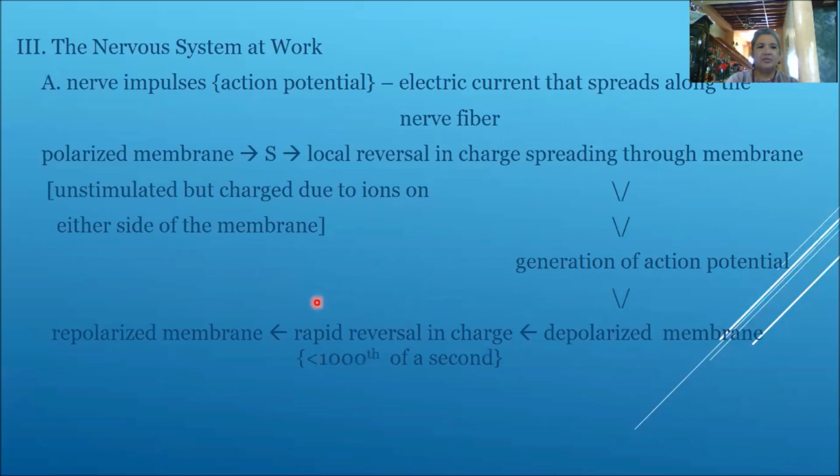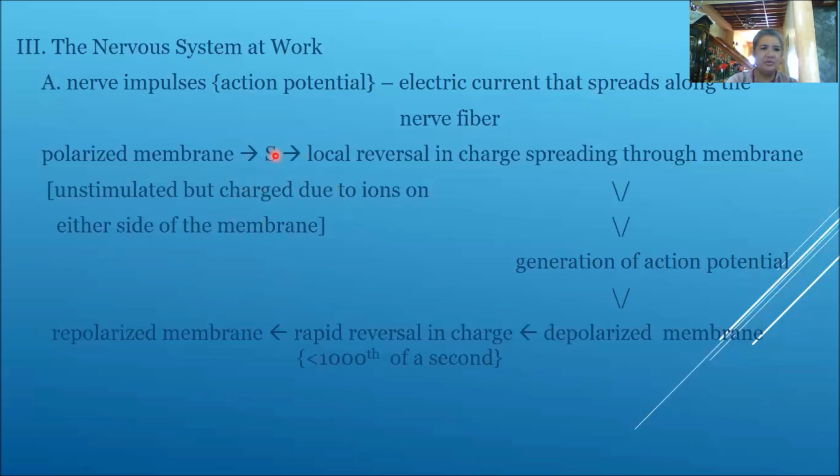So the nervous system at work. Your signal, or how your nervous system will work, would be coming from nerve impulses, or an action potential, which is an electric current that spreads along the nerve fiber. So normally, a nervous system is polarized. It is charged, but there is no stimulation, because the ions in the intracellular and the extracellular are equal in charge.